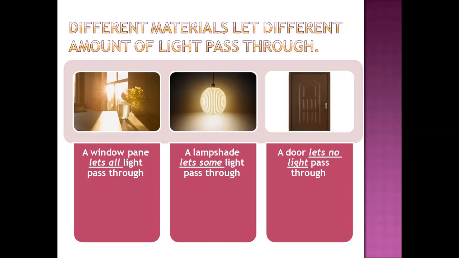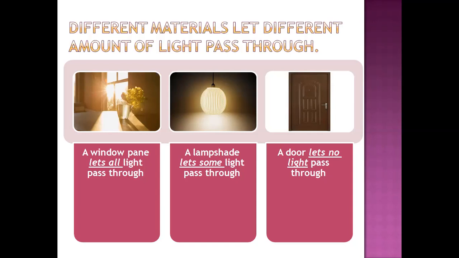Again, you have three pictures of three different materials: a window pane, a lamp shade, which means the lamp, and a door. What's different in these three pictures? Let's see the first one, the window pane. Can you see the sun? It's outside the window. And there's a plant inside a cup of water.